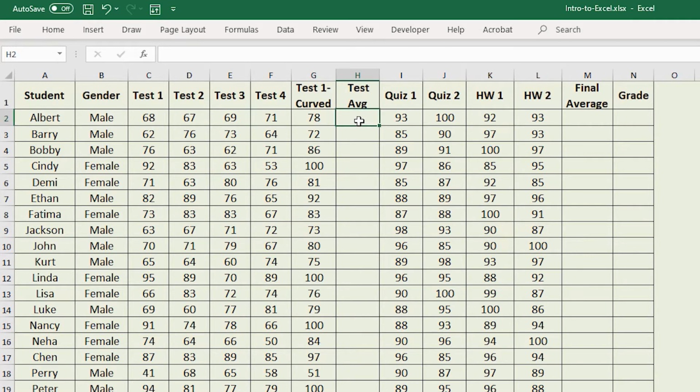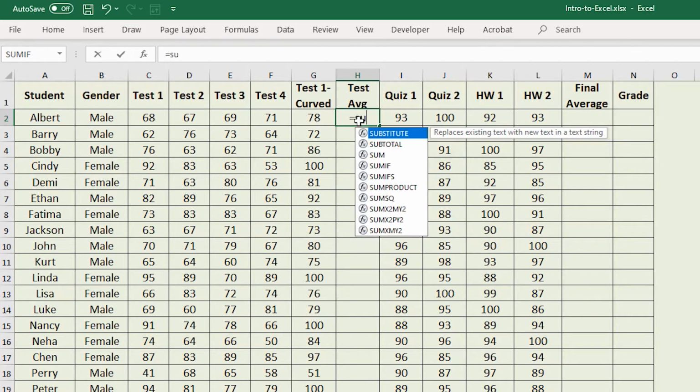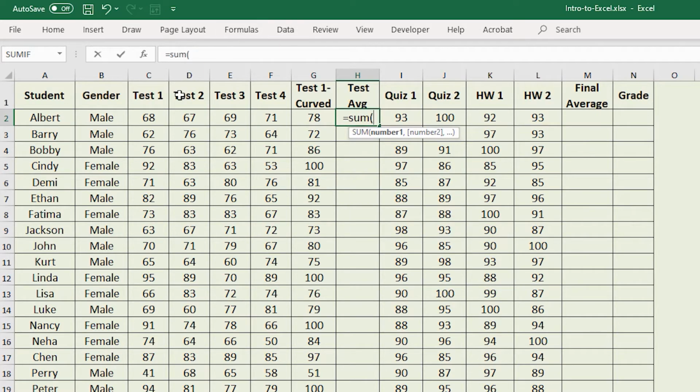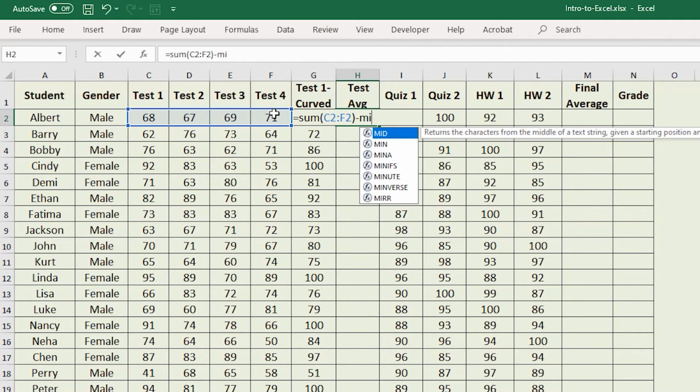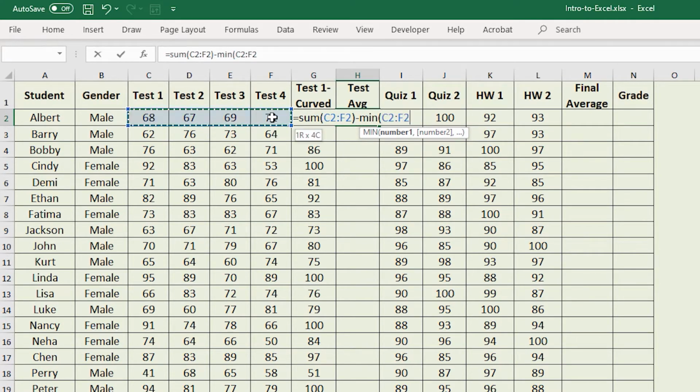Now the test average. How do we drop the lowest? The trick is that you add them up and then subtract the lowest one. So equal to SUM of all these ones, minus MIN of these ones. And that's it.